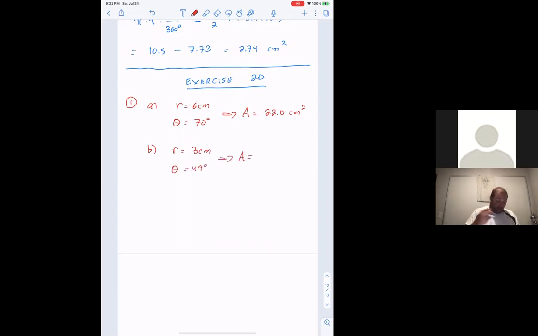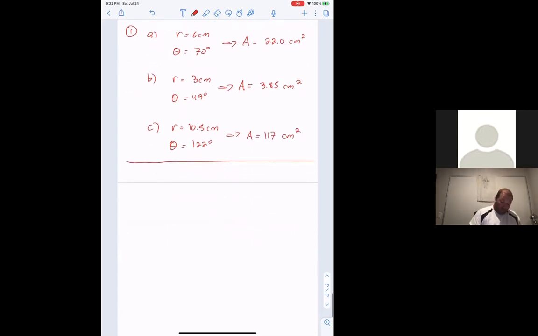B, r equals 3 centimeters, and central angle equals 49 degrees. Pause. Same thing, pi times 9, which is 3 squared, times 49 over 360, gives me 3.85 square centimeters. C, r equals 10.5 centimeters, central angle equals 122 degrees. Pause, solve. Pi times 10.5 squared times 122 divided by 360. I get area is 117 square centimeters. Question 1.